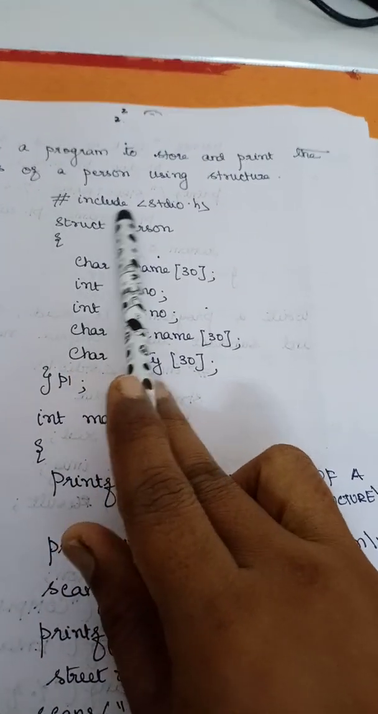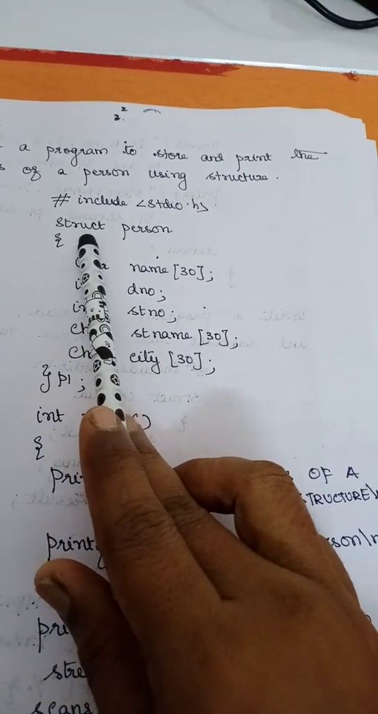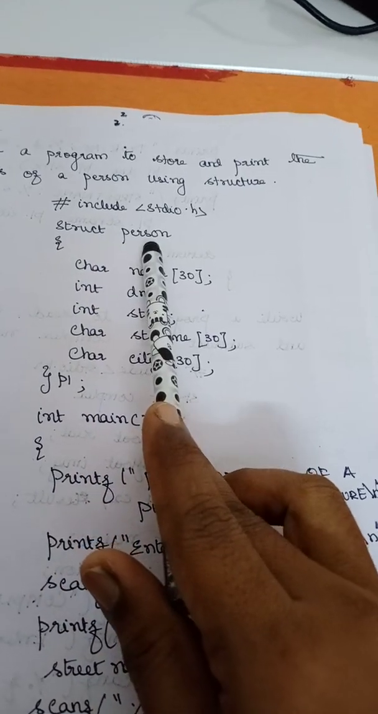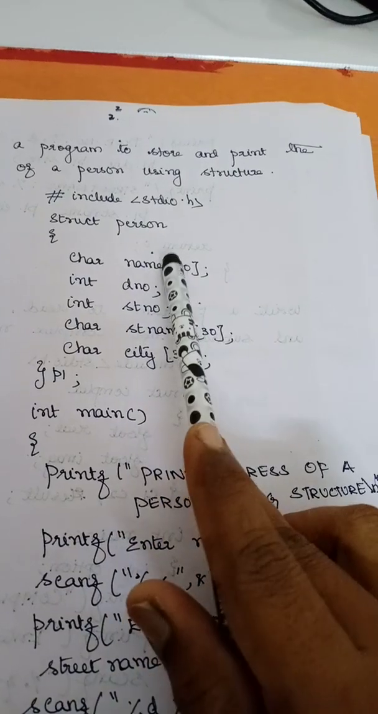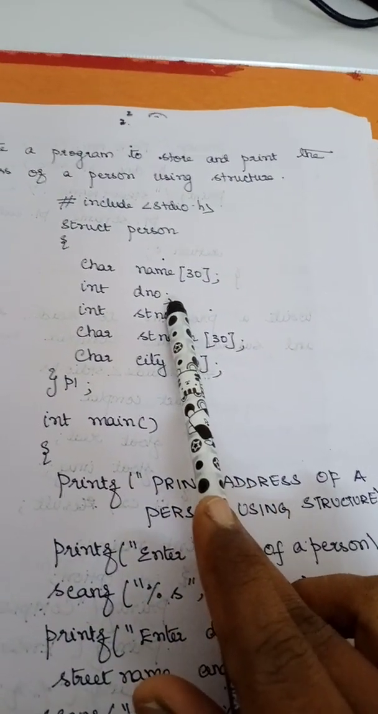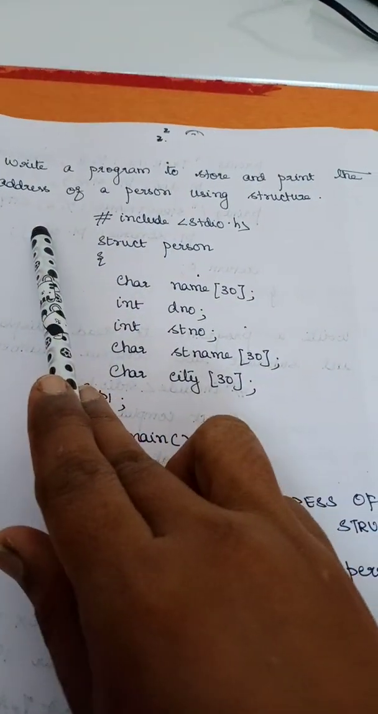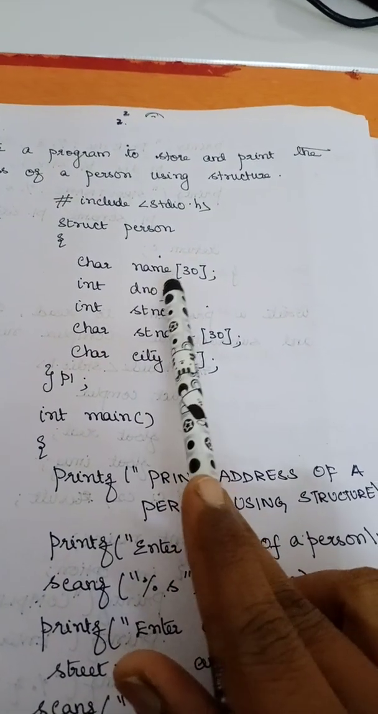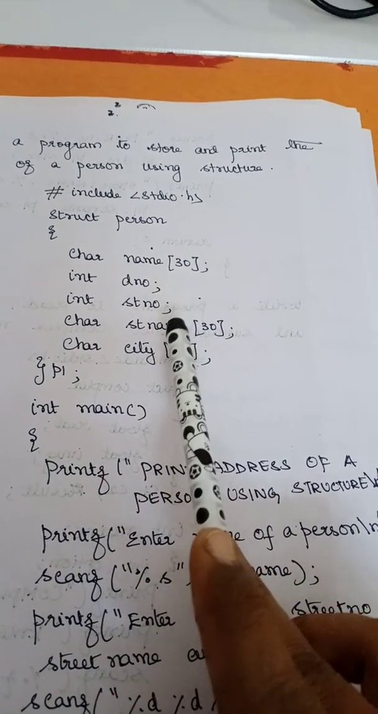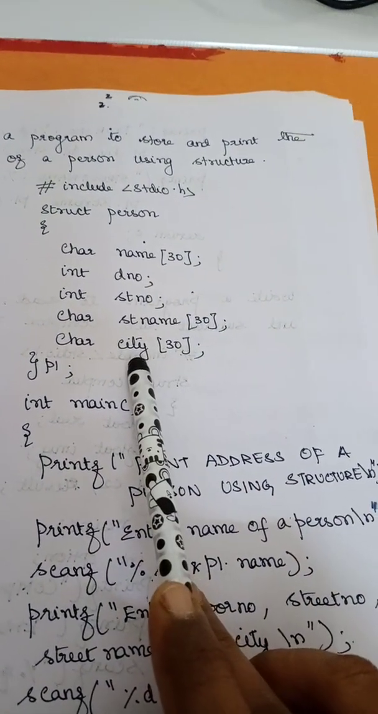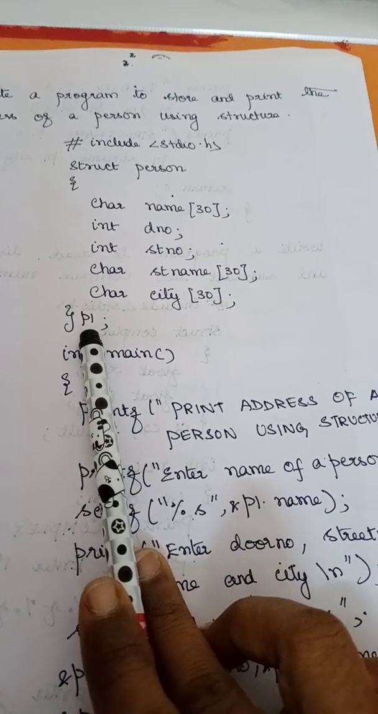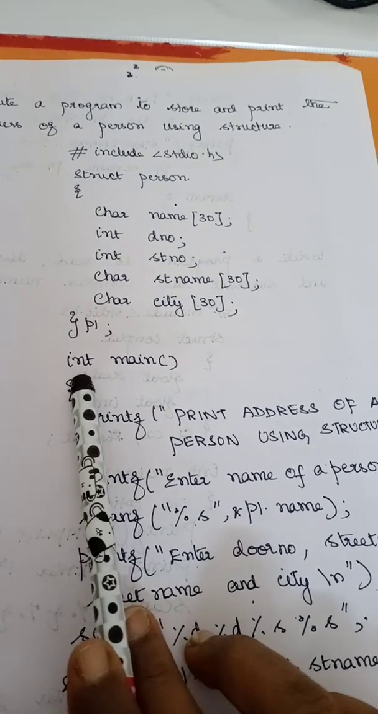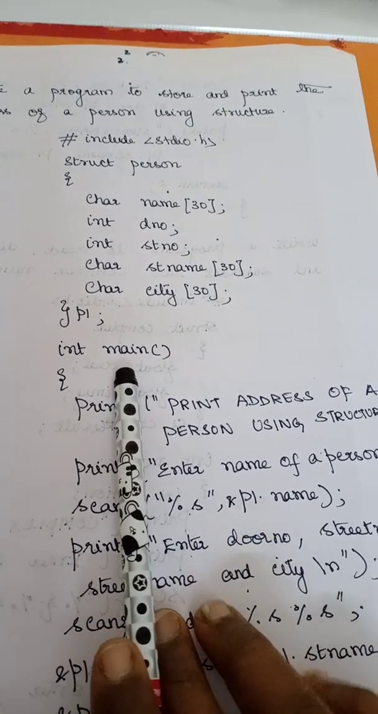So here, #include <stdio.h>. I already told you struct is a keyword. Person is nothing but a tag name. These are all going to be my members: name, and since I am going to print the address, I need door number, street name and city. And this is going to be my structure variable. Here you take int main.